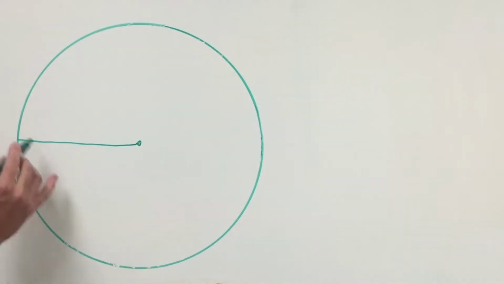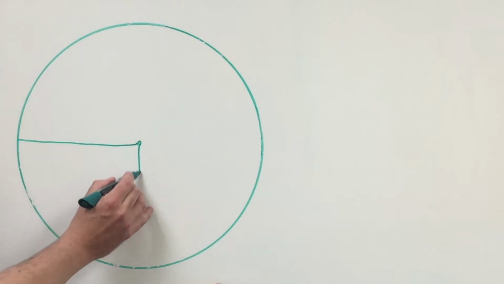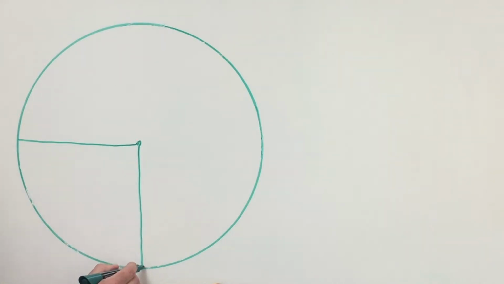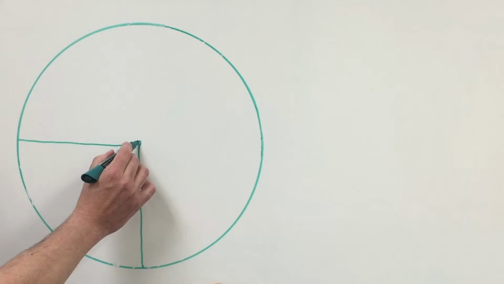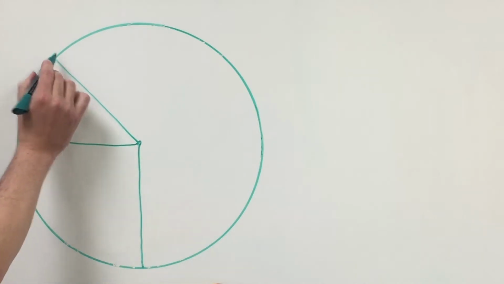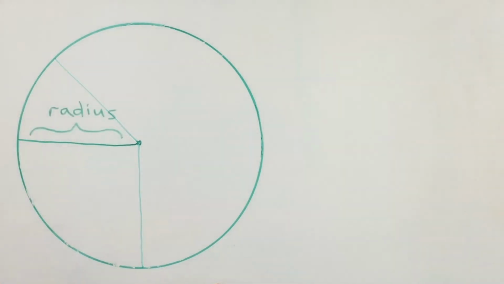It's so interesting, in fact, that the distance from the center point of a circle to a point on the curved line has a special name, the radius. You'll see the word radius abbreviated as R in formulae that deal with the features of circles.